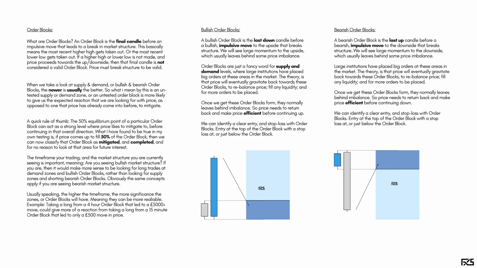Now generally speaking, the higher the time frame, the more significance the zones and the order blocks will have, meaning they can be more reliable. So an example of this, taking a long from a 4-hour order block that leads to a £5,000 move or $5,000 could give more of a reaction than taking a long from, say, a 15-minute order block that led to only a £500 move or a $500 move. So I hope that makes sense. If not, make sure you're writing this down, because all of these points are really important.